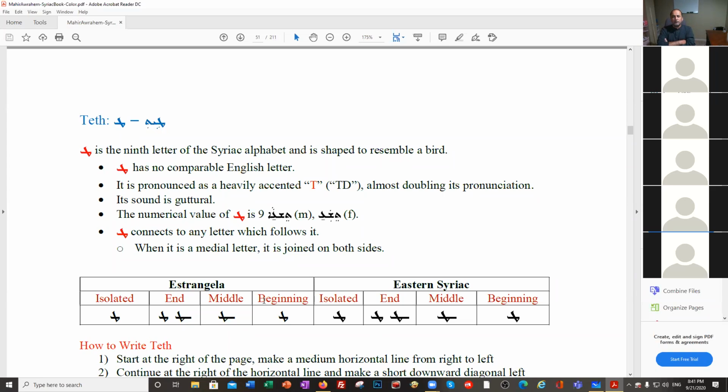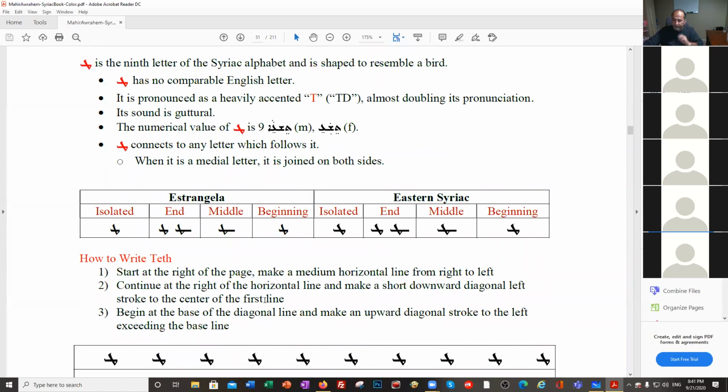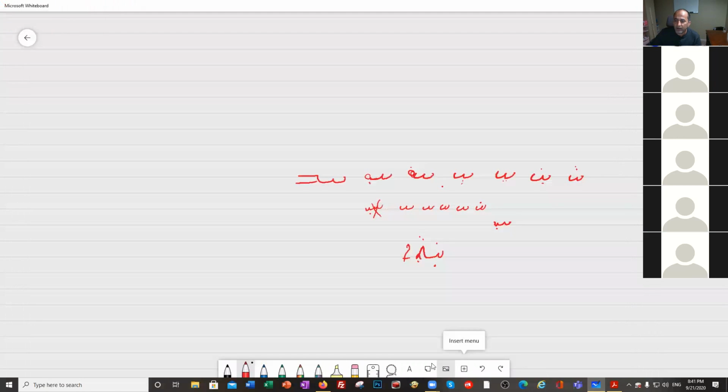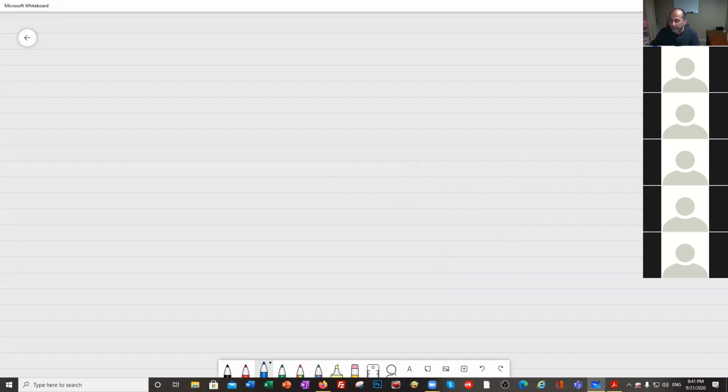Okay? The numeric value of Taith is 9. Tisha for male, Tisha for female. Taith connects to any letter which follows, meaning it connects from both sides. How are we going to write Taith? Allow me just to erase this here, and I'm going to write Taith. Part of it is above the line, and another part is underneath the line.